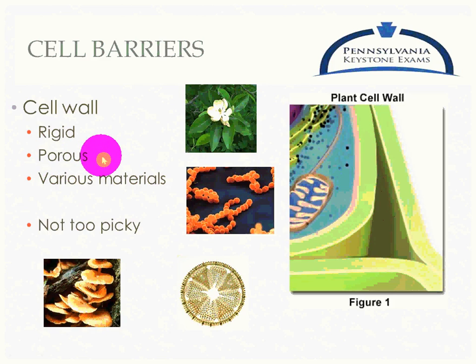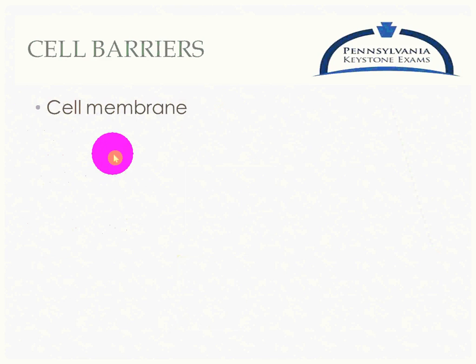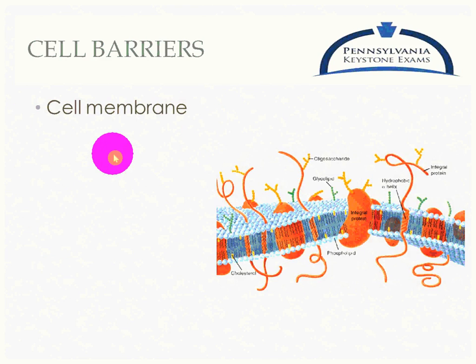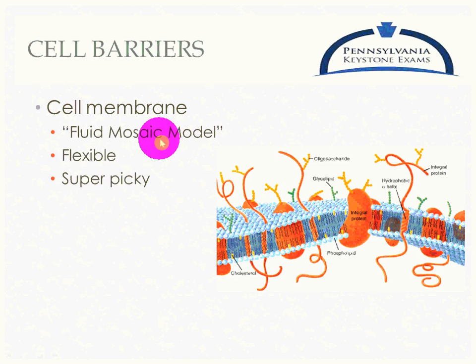Because of the fact that they are porous and they have holes in them, they tend to be not terribly picky, meaning basically if an item can just fit right through that cell wall pore or hole, it's able to pass through. In addition to cell walls, we have a cell membrane. And this is a very complex picture of a cell membrane. In the last podcast, the Khan Academy one, the cell membrane was simply drawn as a straightforward little line, an outline to a cell. However, cell membranes have a lot of material in them.